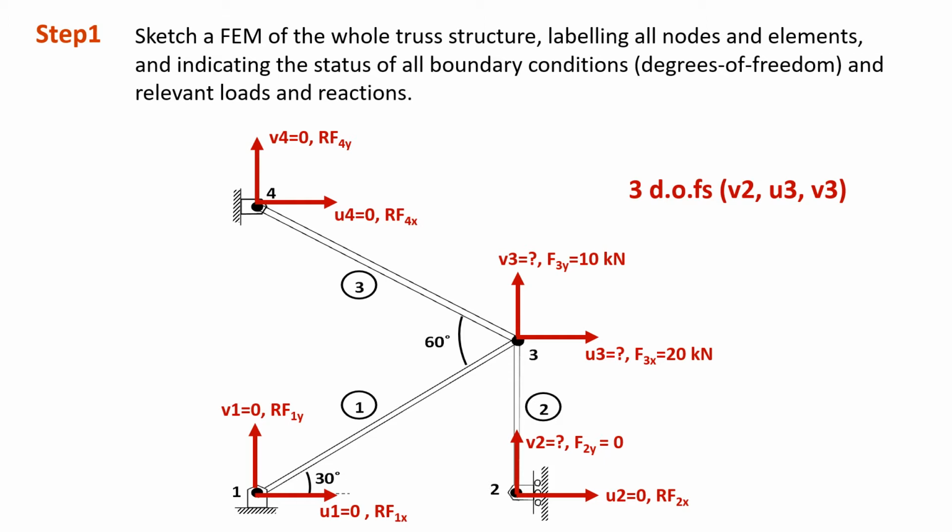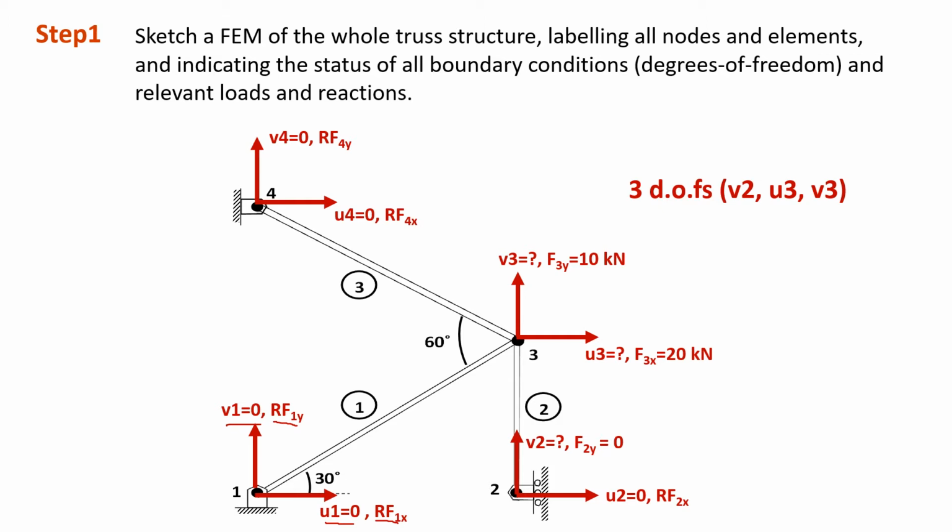At node 1, it has been pin supported, meaning that node 1 cannot move in x and y direction, or in other words, cannot have a displacement in x and y direction. That's why u1 is equal to 0, v1 equal to 0. As it cannot move, of course, node 1 will have reaction forces. So that's why we have reaction force in x direction as well as reaction force in y direction.